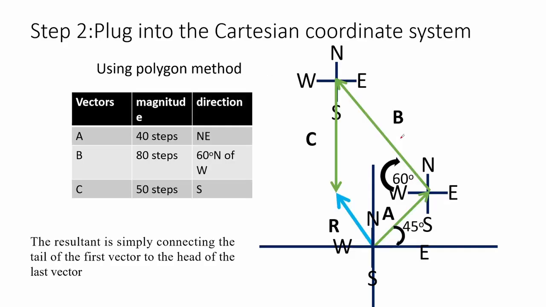We draw first vector A, which has a magnitude of 40 steps and the direction is northeast. This suggests that the angle relative to a position is 45 degrees. Then we draw the second vector B, which has a magnitude of 80 steps 60 degrees north of west. So it is measured from west going to north. The last one is we draw vector C, which has a magnitude of 50 steps going south, or here it is drawn going downwards. Using the polygon or tail-to-tip method, we draw an arrow where its tail intersects the tail of the first vector, vector A, and its head intersects the head of the last vector, vector C, for this case. This arrow is the graphical representation of the resultant vector R.